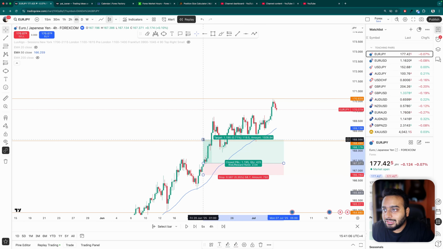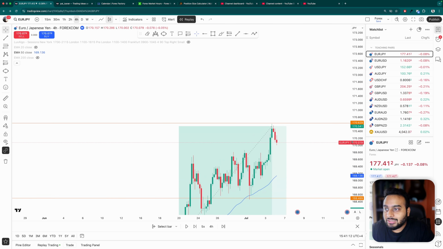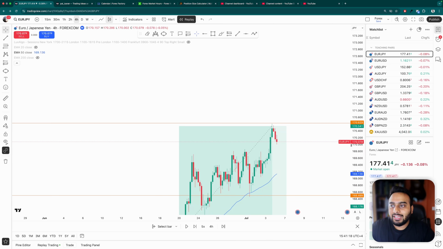if we would have targeted this level again, you can see exactly why I draw these lines. Imagine the kind of rejection you see. These are 4 hour candles, and this is how easy it is to create lines. If you see my previous video, I have taught how to use these lines to enter and exit trades, and also in my price action trading course I teach exactly this.